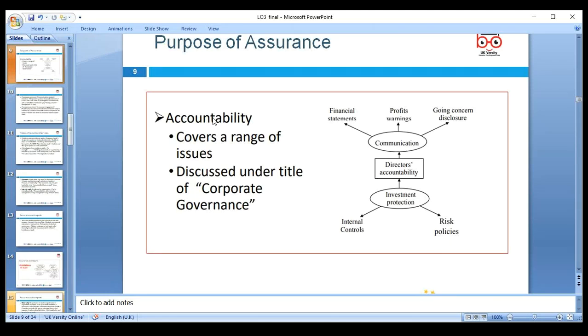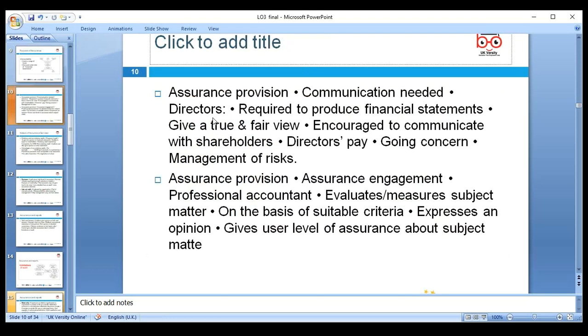When we look at the purpose of assurance, accountability covers a range of issues discussed under corporate governance: the financial statements, profit warnings, going concern, communication, directors' accountability, investment protection, internal control, and risk policies. If these are in place, we can give assurance that the company is okay.